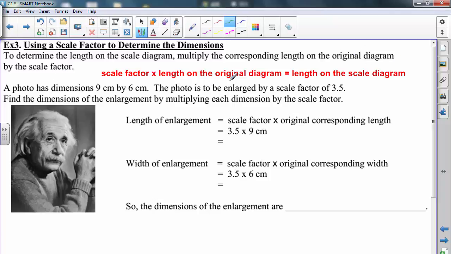So here is the transformed formula. I change the quotient, which is a ratio form, to the multiplication form. So the scale factor times the length on the original diagram equals the length on the scale diagram.